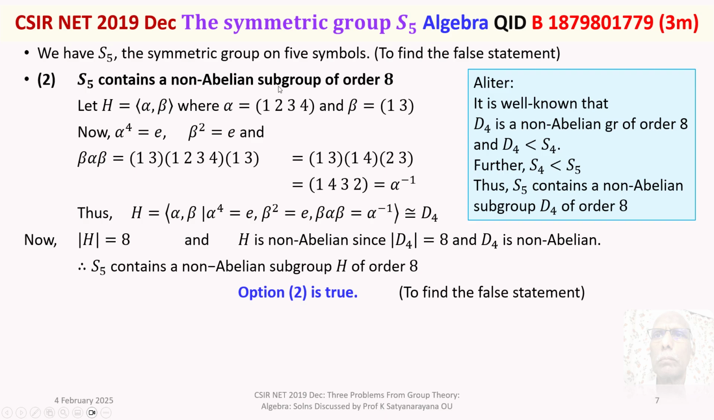S5 contains a non-abelian subgroup of order 8, and we have to find the false statement. We have already found the false statement, that is option 3. The answer to this question is option 3, and that is the detailed discussion of the solution of this problem. Let's move to the next question.